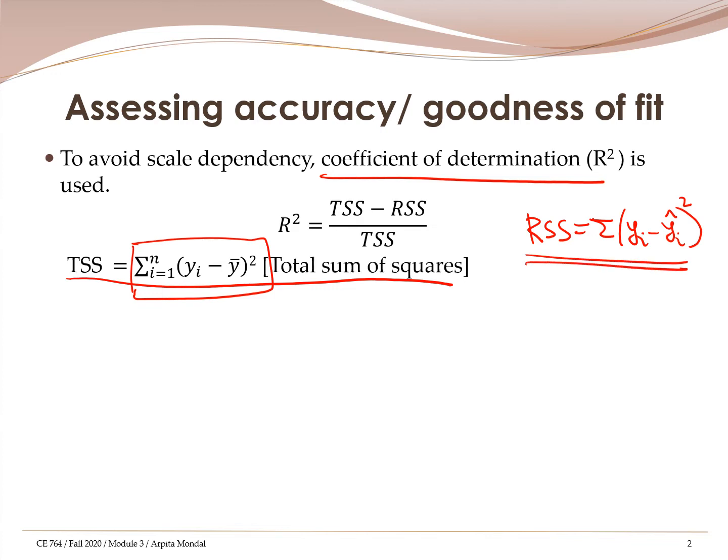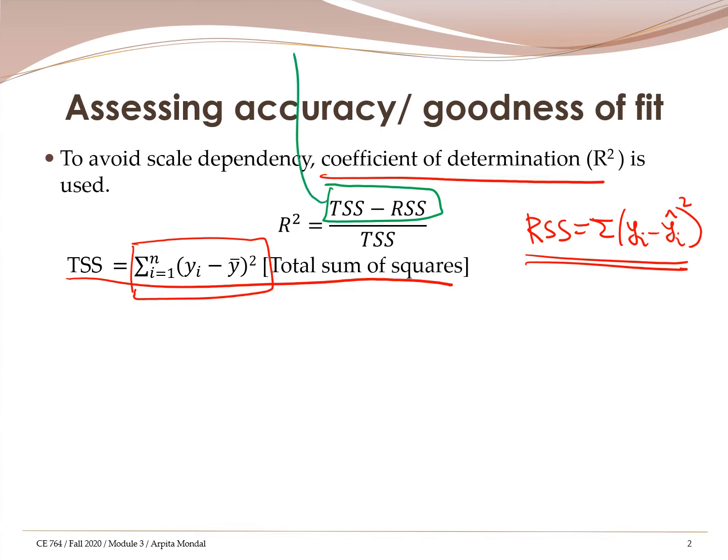RSS represents the lack of it, how poor the fit is, what is remaining after the effect of x has been removed, right? That's what RSS is giving us. So TSS minus RSS, this numerator here, is essentially the variability in y which is explained by the linear effects of x.